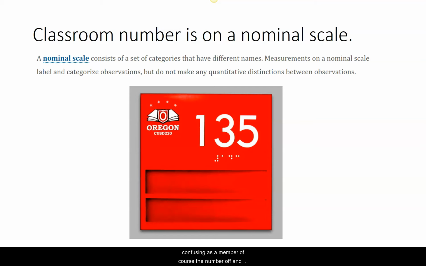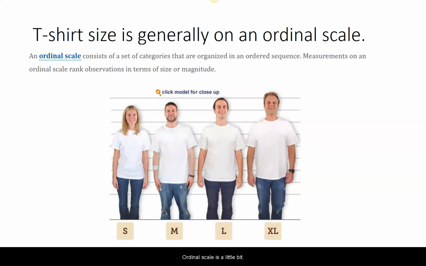The only thing that might be a tad confusing is a number. Of course, the number often just signifies the floor that something's on, and then we have to give it a unique number to distinguish it from something else. But just like your social security number, my social security number is totally unique, as is yours, in order to distinguish from other people. An ordinal scale is a little different.